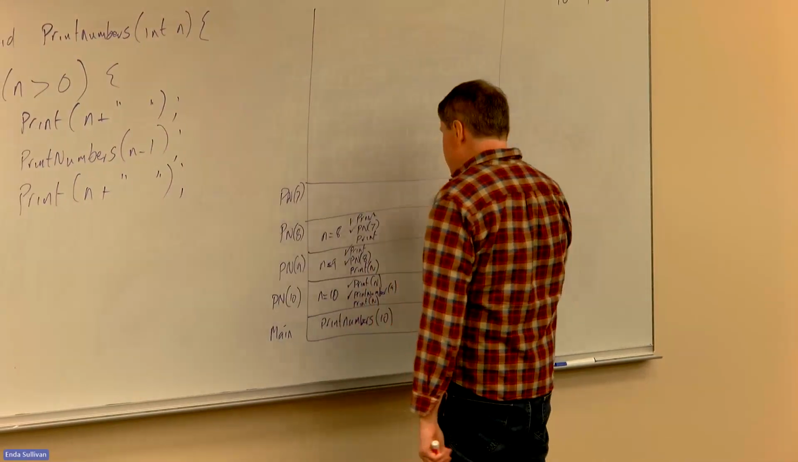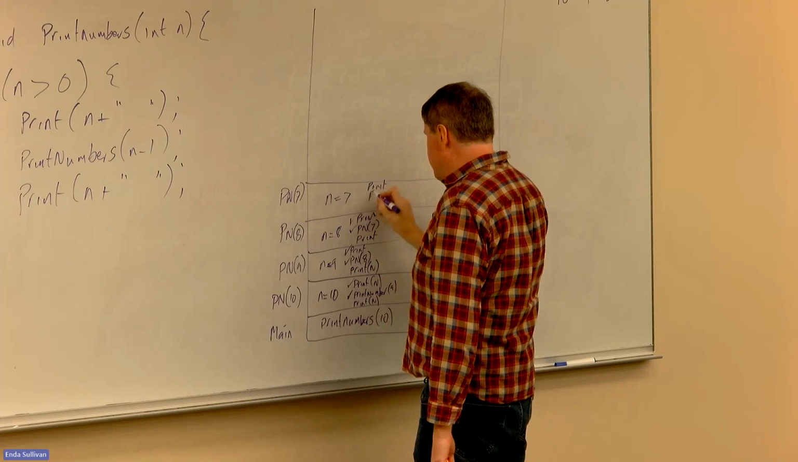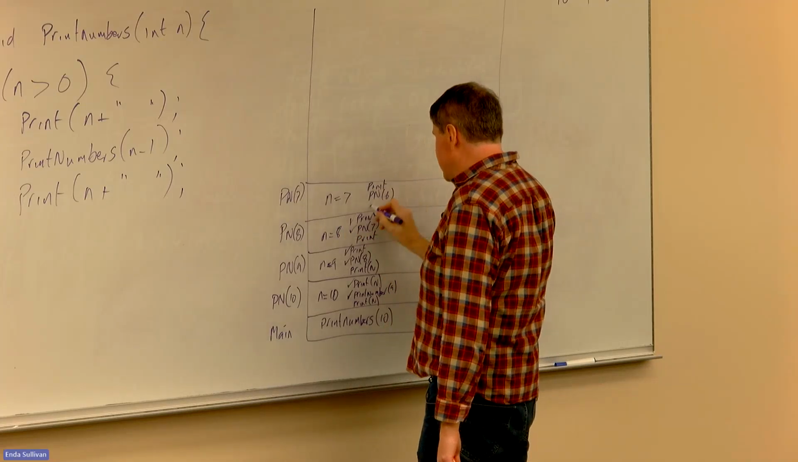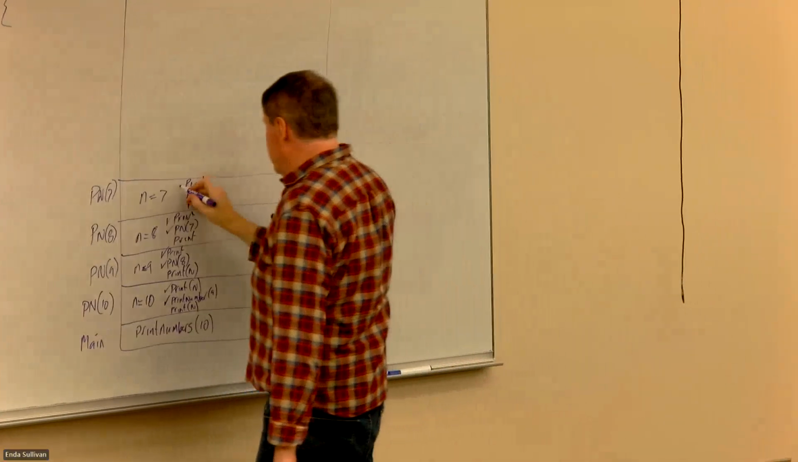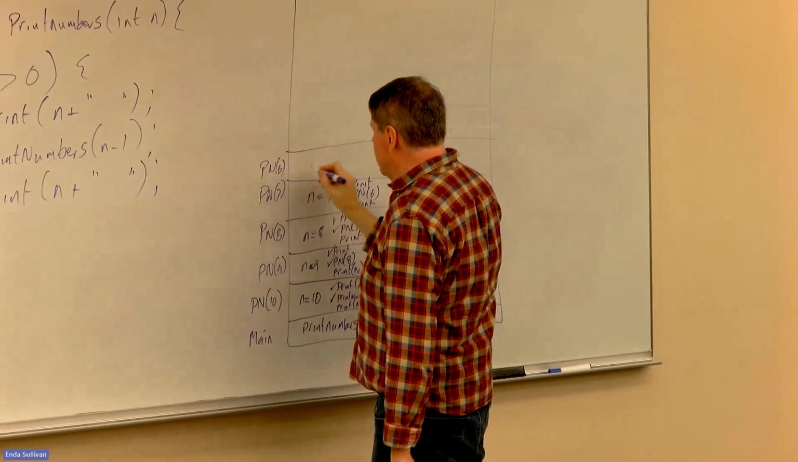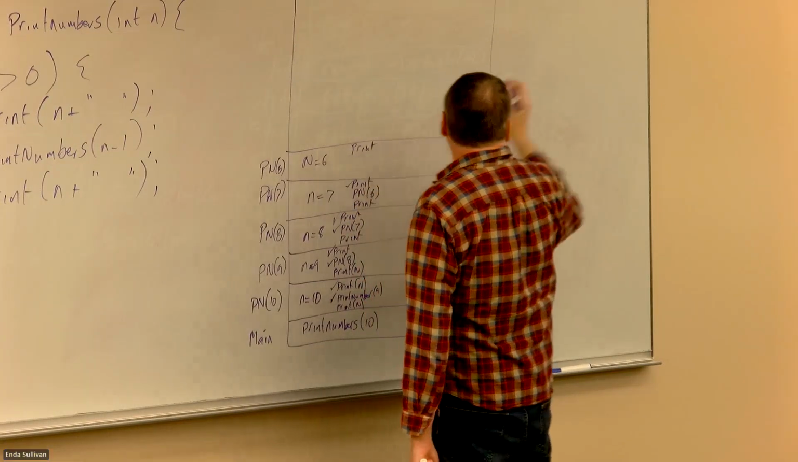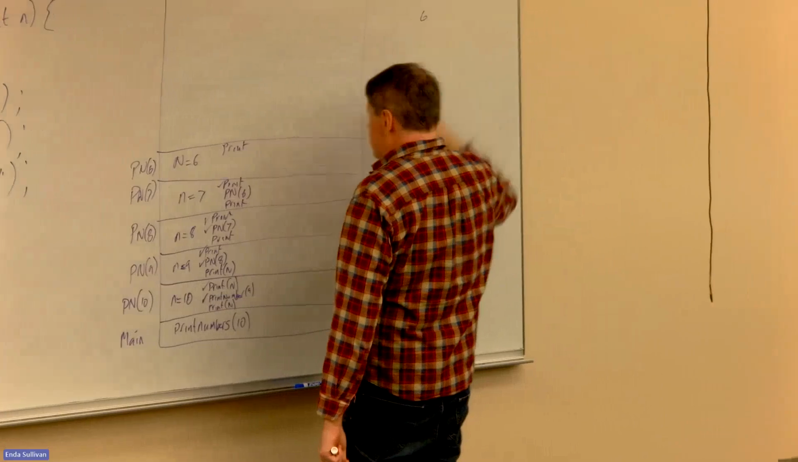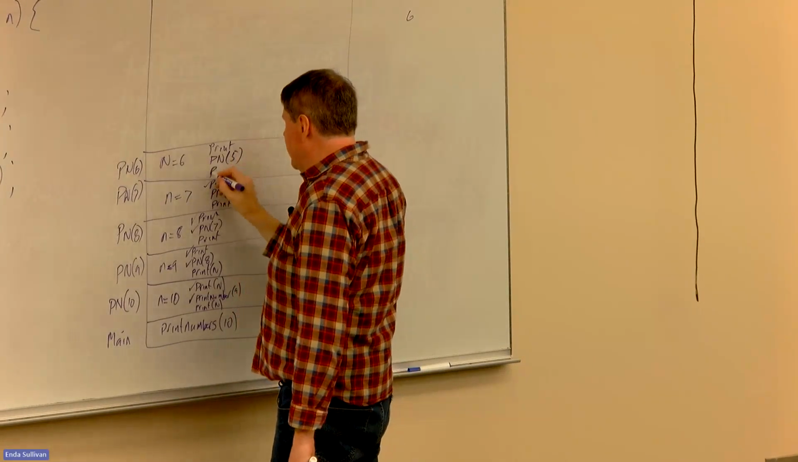Okay, so I think you see the pattern of what's happening here. n is equal to 7. I have my print numbers of 6, and I have a print. Okay, so that prints out a 7, and I call print numbers of 6. All right, n is equal to 6 this time. We're doing a print. This is continuing on the same line. I've just run out of space. So there's a 6. I call my print numbers with 5, and then I have a print.